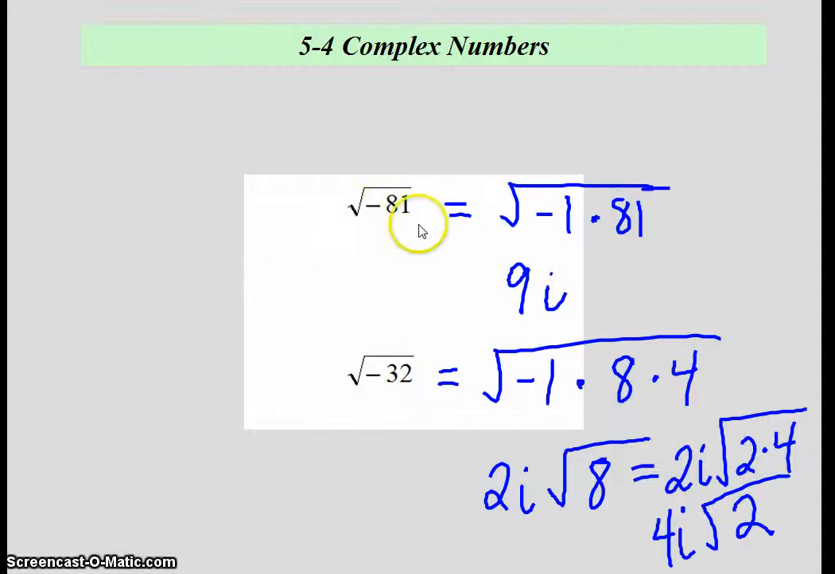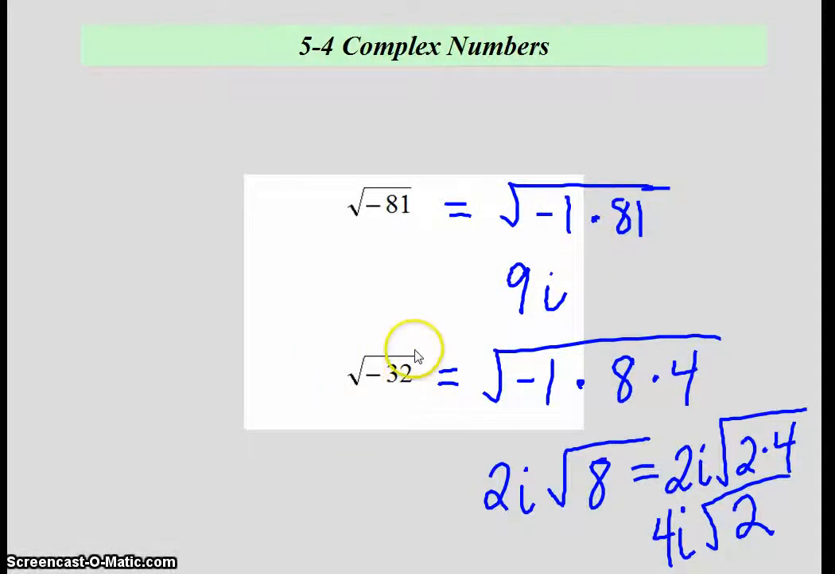If I can do the square root of 81, I should be able to do the square root of negative 81. I'm going to think of that as negative 1 times 81. Well, I know the square root of 81 is 9. So if by definition the square root of negative 1 is i, then this is 9i.